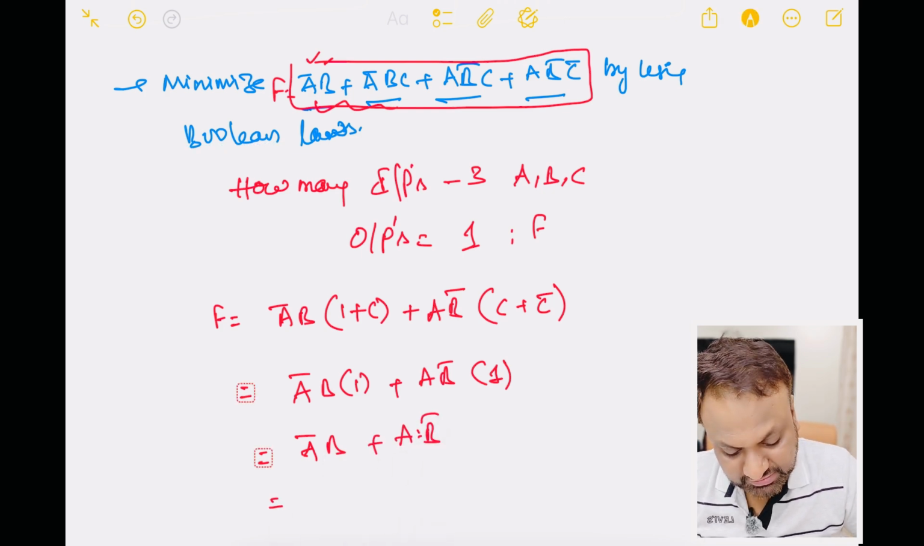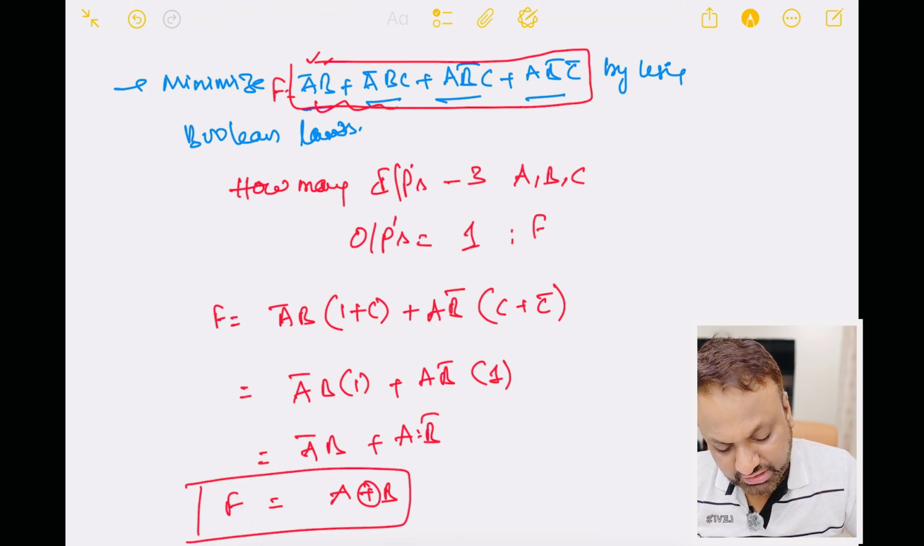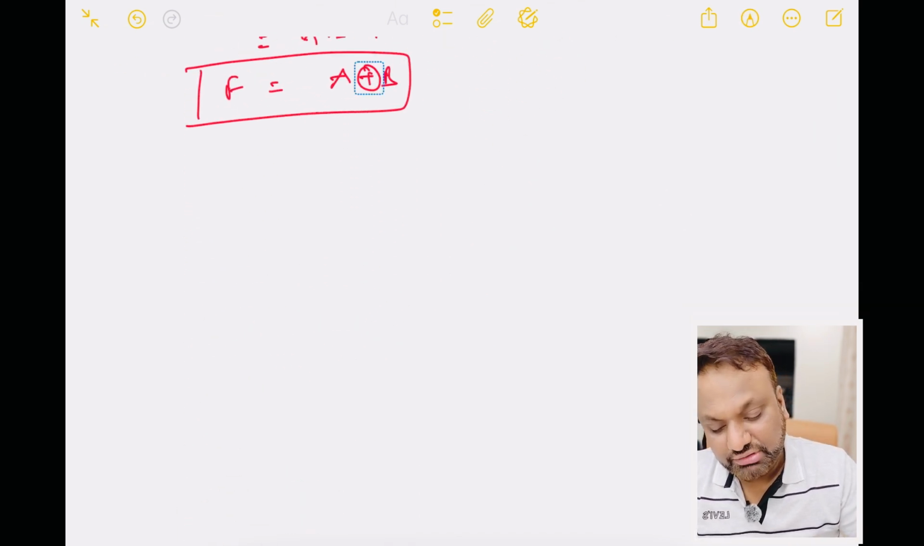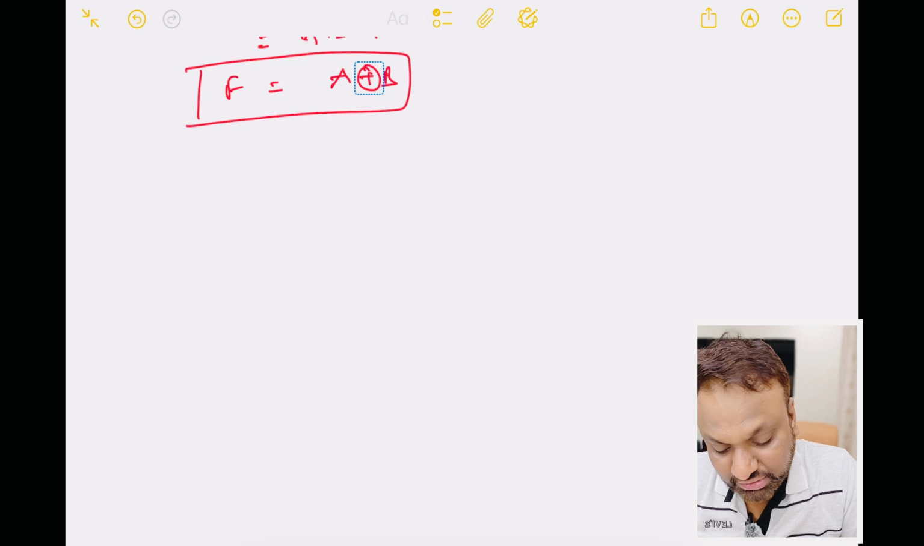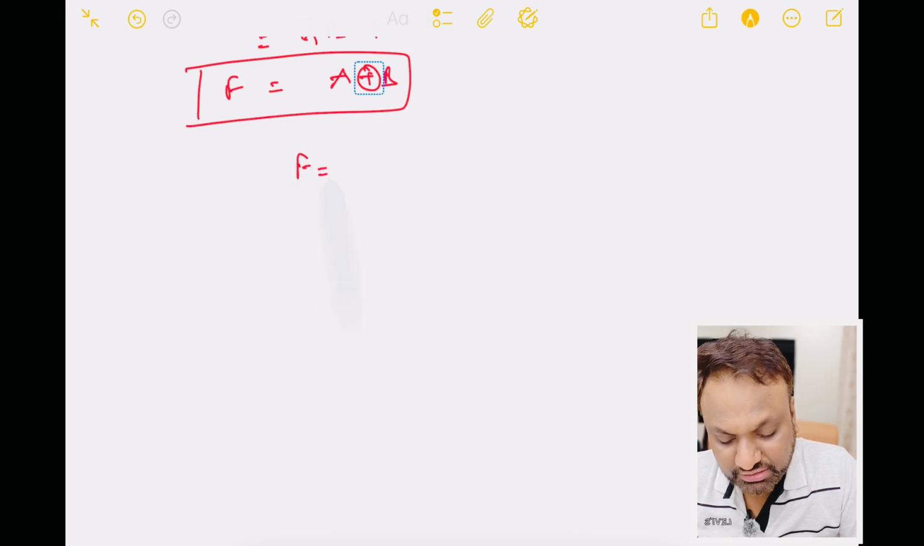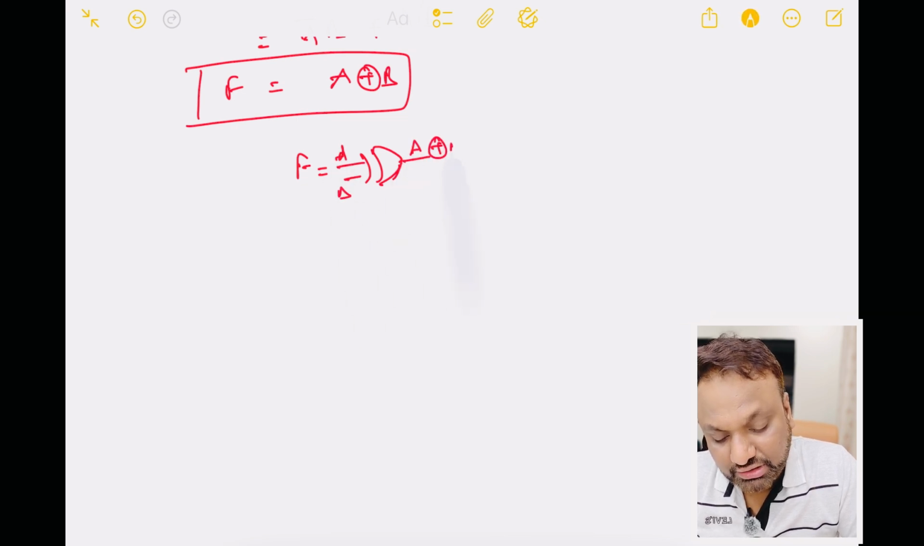A bar B plus A B bar is nothing but the exclusive OR gate. F is equal to A XOR B. So if I am asked to realize the circuit, I will simply take one XOR gate with inputs A and B, giving A XOR B.